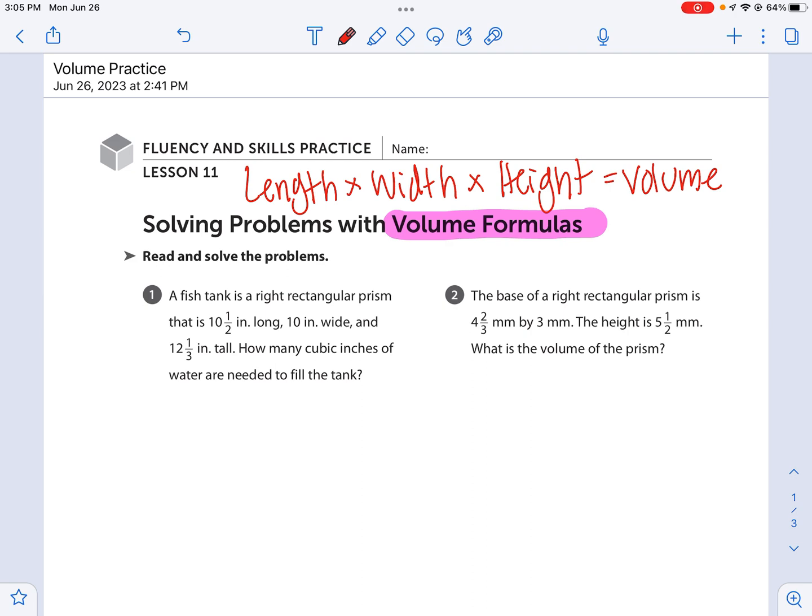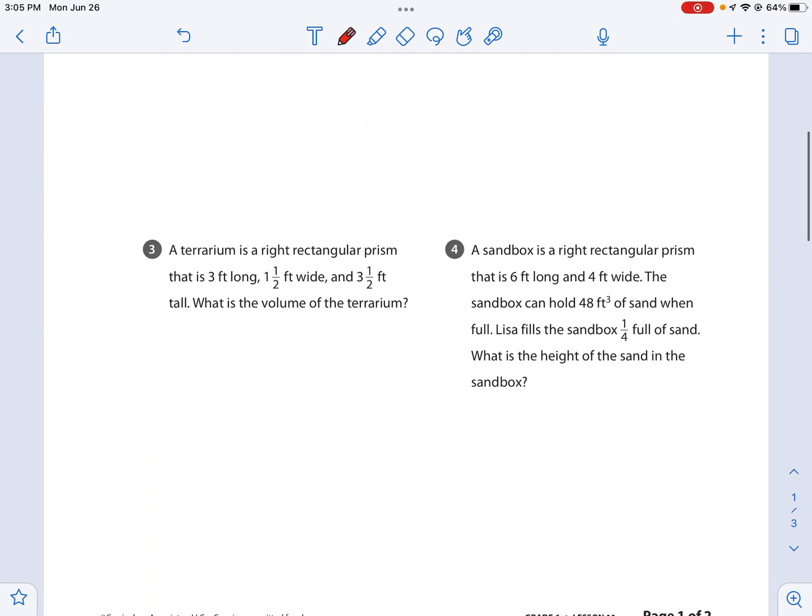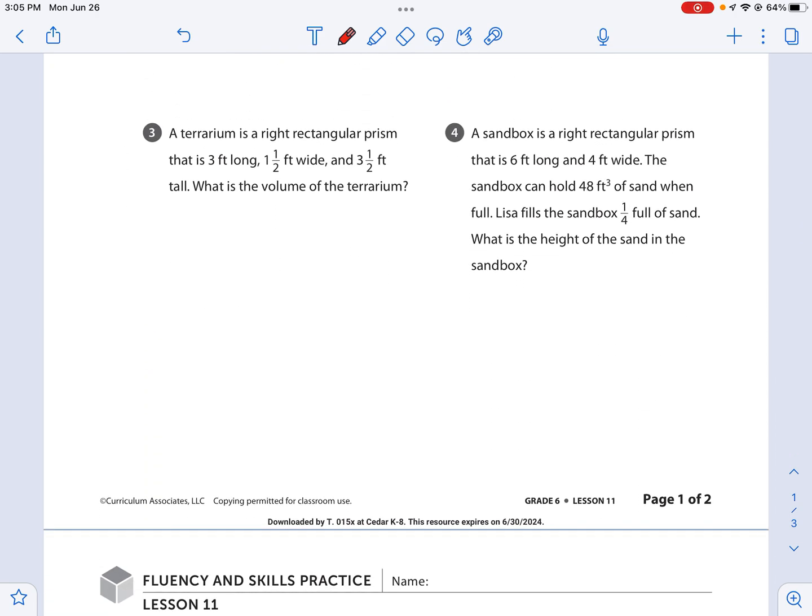I'm going to skip number 1 and number 2 for now. I'm not going to do those with you guys because those are just regular volume problems. So you're just going to be multiplying the length times the width times the height to find the answer. Same with number 3. It's a length times width times height problem.